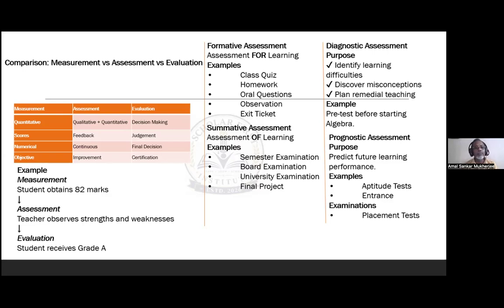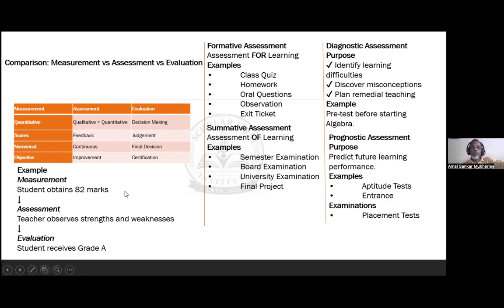Feedback is there. Assessment is a continuous process, and improvement of the learner is only possible when there is a chance of assessment for them. In evaluation, decision making is possible, judgment can be taken, final decisions can be taken, and of course certification for the passing of the student is totally dependent on evaluation. So these are the comparative features of the three stages.